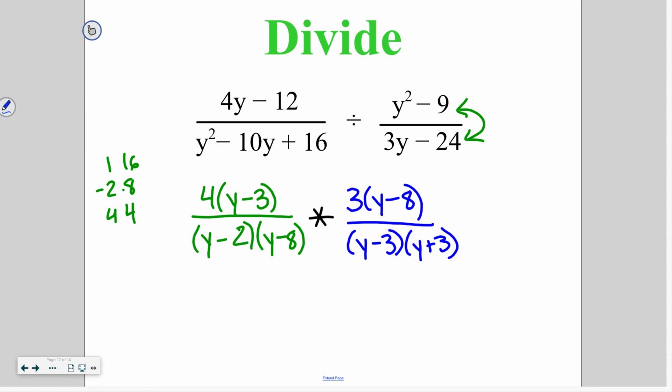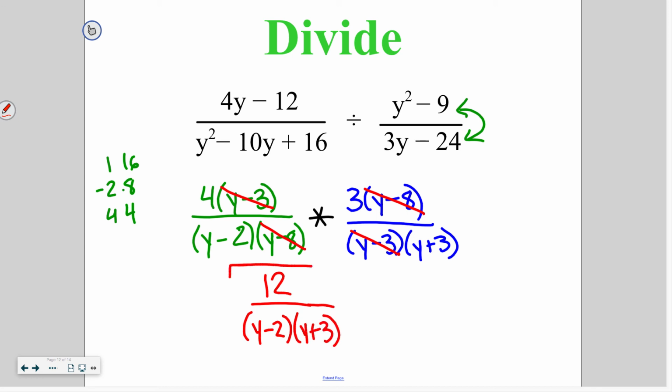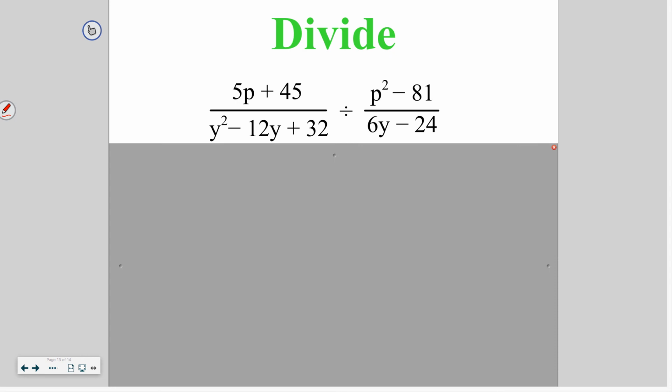As we've done before, we're looking for those common factors to cross-cancel, and I've got y minus 8 and y minus 8, as well as y minus 3 and y minus 3. So up top, we're left with 4 times 3, which is 12. On the bottom, we are left with y minus 2 times y plus 3. That is all the farther you can reduce this fraction, and that is our final answer. Go ahead and try this one on your own.